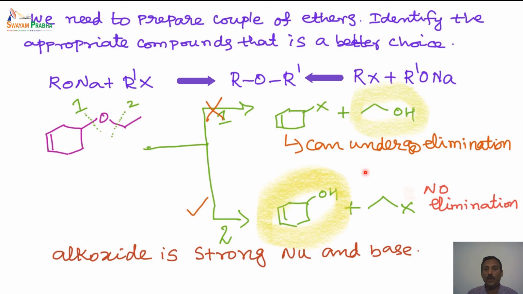So always remember, whenever we choose the alkyl halide, because in this particular case we are not focusing on the alcohol, we are only focusing on the alkyl halide. The alkyl halide should not undergo elimination. So always the primary alkyl halide is the preferred choice if that exists. In this particular case, this cyclohexyl halide undergoes elimination because we use a strong nucleophile or a base.